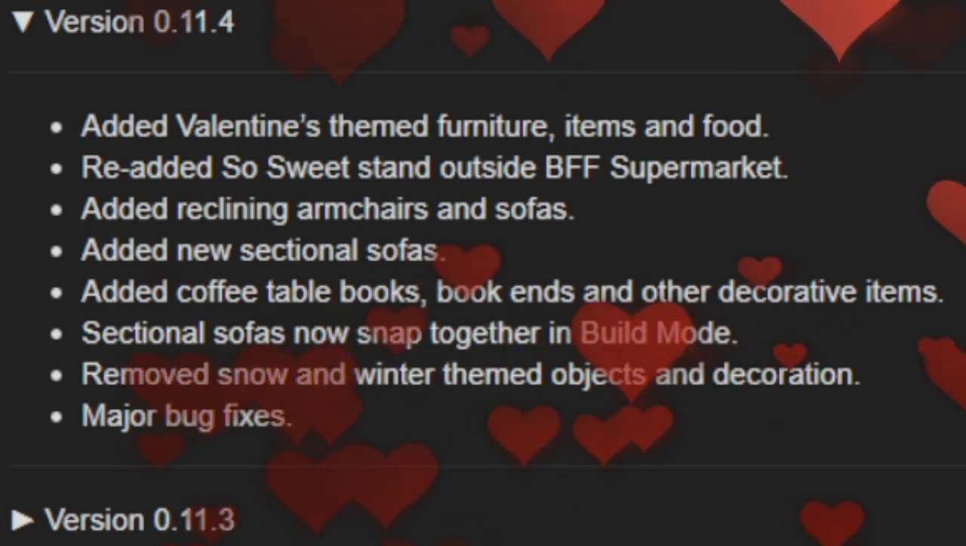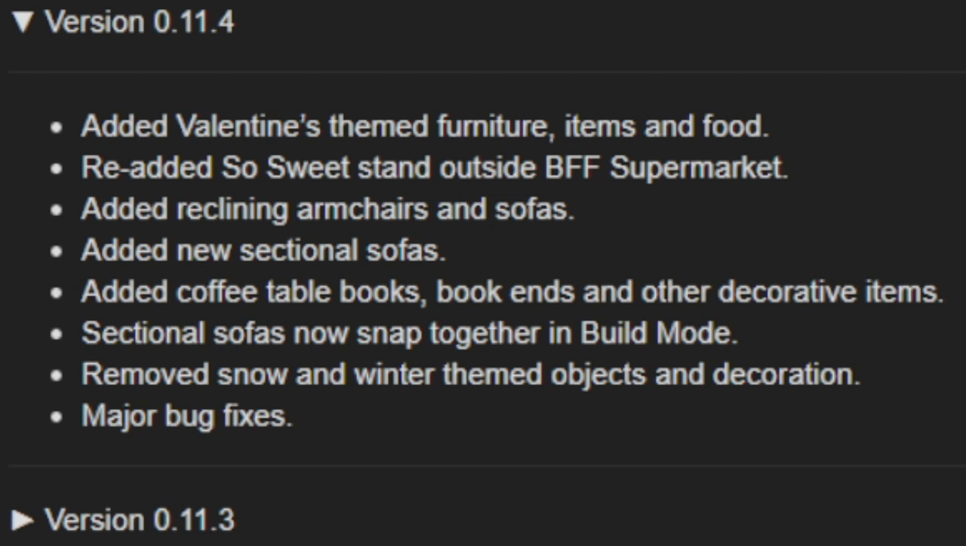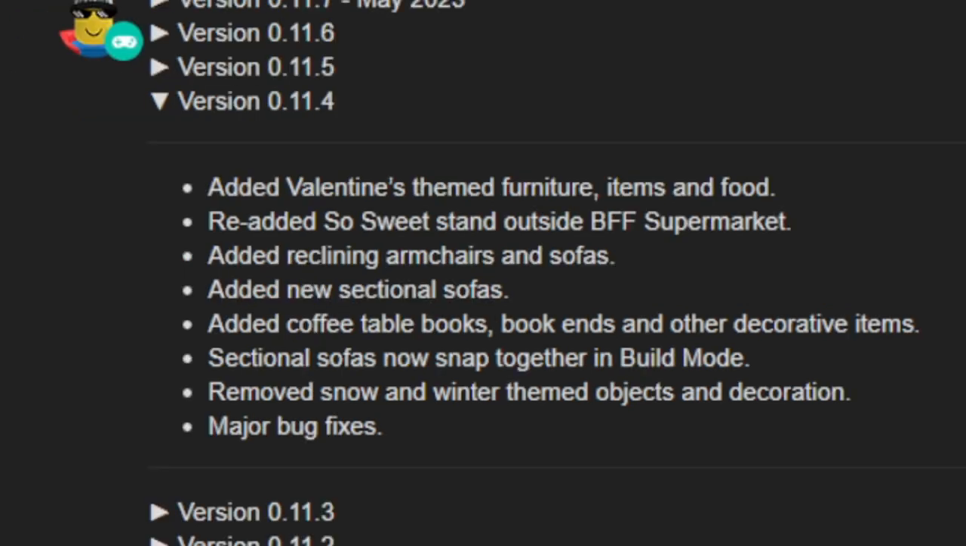Now, each update, I dub every single one of them, so I've got names for each and every one of them. We had Valentine's themed furniture, items of food, and stuff outside of BFF supermarket. This is when we got the reclining armchairs and sofas, the new sectional sofas, coffee table books, bookends, and other decorative items. Sectional sofas will now snap together in build mode, and it removed snow and winter theme objects and decoration.